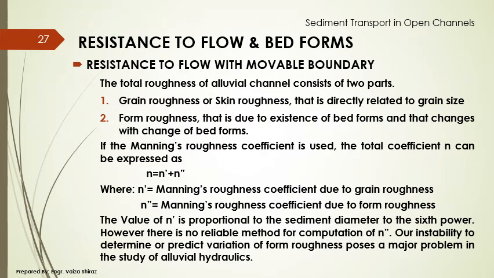Now further we will discuss the resistance to the flow with the movable boundary. The total roughness of the channel consists of two parts. Grain roughness or skin roughness, that is directly related to the grain size, and form roughness, that is due to the existence of the bed forms and that changes with the change of the bed forms. If Manning's roughness coefficient is used, the total coefficient n can be expressed as the summation of n' plus n'', where n' is Manning's roughness coefficient due to the grain roughness and n'' is Manning's roughness coefficient due to the form roughness.